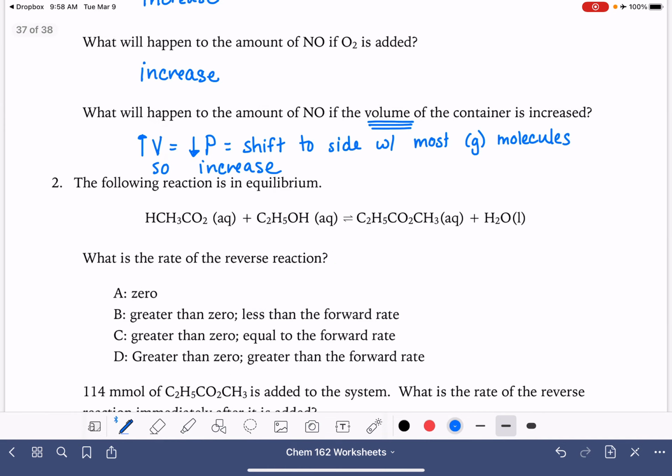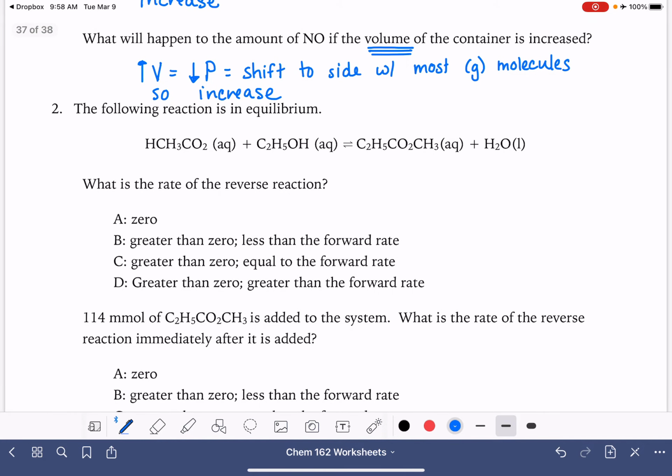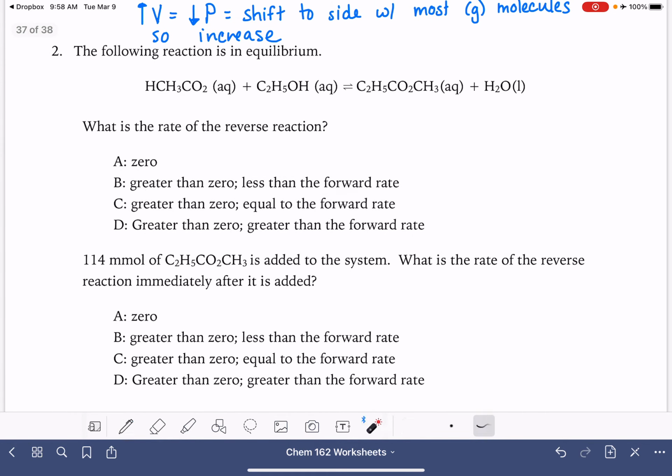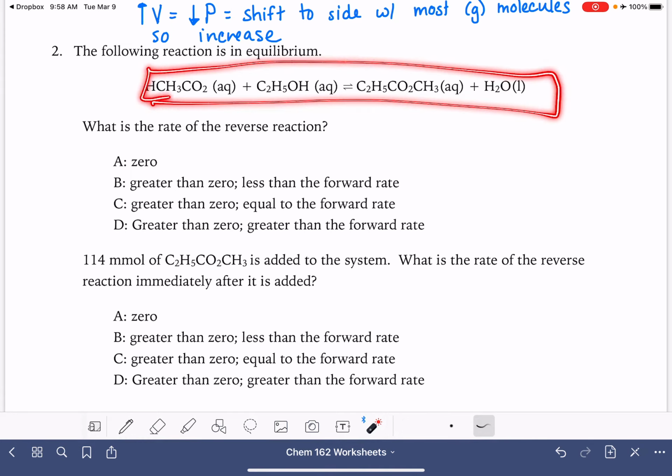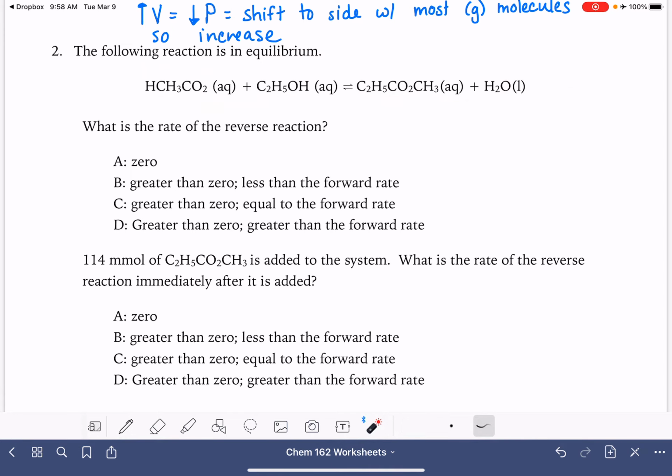Here is another problem. This one's going to have slightly different questions. Here's our reaction in equilibrium, and this is asking us about the rates of the reaction. What is the rate of the reverse reaction? Well, the reaction is in equilibrium, and when we're in equilibrium, the rate of the forward reaction is exactly equal to the rate of the backwards reaction. So looking at our choices here, the best answer is C. The rate of the reaction is something greater than 0, meaning that it's actually happening, and it is equal to the forward rate. That's key.